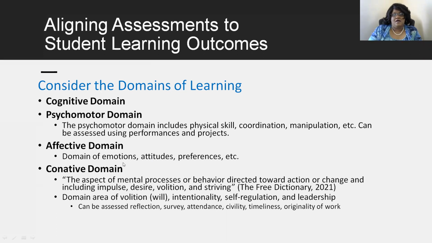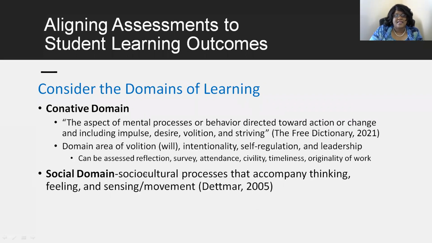And as I'm thinking of a lot of the disciplines, and I think of the strategic plan we just completed and what they say that we want our students to be able to do, some of these things that make you job ready outside of your knowledge and the psychomotor and your attitude is really right in here. Being a good citizen, being self-motivated, those things that move you forward are actually measured in that domain. And then the other domain I wanted to mention is the social domain. The social domain relates to the social cultural processes that accompany thinking, feeling, and sensing movement.